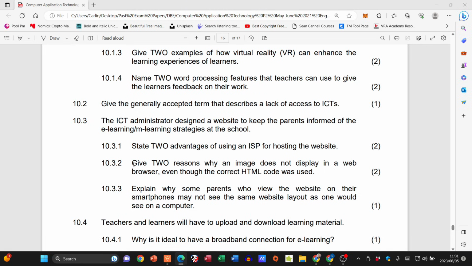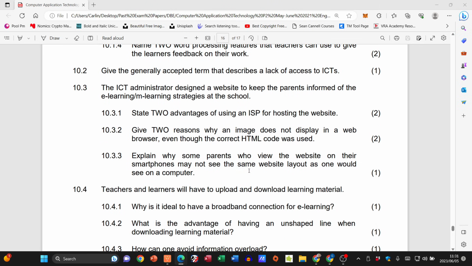10.3.2, give 2 reasons why an image does not display in a web browser, even though the correct HTML code is used. Well, it could be that the picture is not in that folder. It could be that the picture is not available. The browser might be blocking the picture. Maybe the settings don't work. Or it's not recognizing that particular file type that you're using in your code. So you need to go and check that. I know sometimes there's an issue with the extension, like with JPEG, because it could be .jpg or .jpeg. So you just need to check on that.